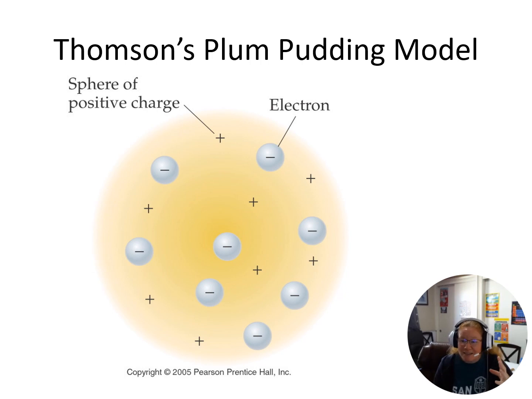Plum pudding comes from the fact that this diffuse sphere of positive charge was the pudding, and the electrons plopped in there randomly were the plums. If you've ever had pudding or jello with stuff suspended in it, that's where they got the idea for this model. Now, when all the positive charges equal the negative charges, you have something neutral. When you disrupt that equality, you end up with ions.